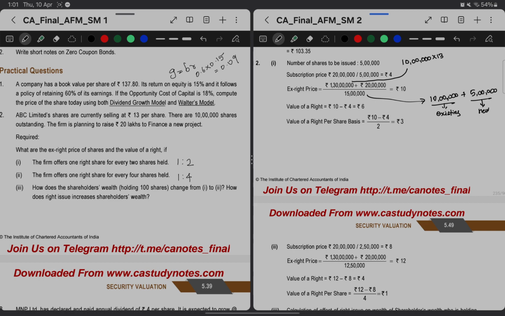So going to the solutions, we need to find out first how much new shares are issued. For that, in the first requirement of the question, we have to take 1:2 ratio. So the existing shares are around 10 lakh shares. So the ratio is 1:2. So people holding 10 lakh shares will get around 5 lakh shares now. So this will be the number of shares to be issued in case of the first requirement.